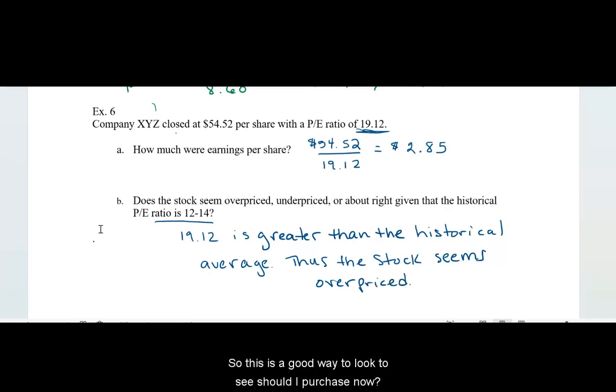So this is a good way to see, should I purchase now? Should I sell now? By also looking at a comparison of the P to E ratio, and seeing if the stock is overpriced, underpriced, or just about right.